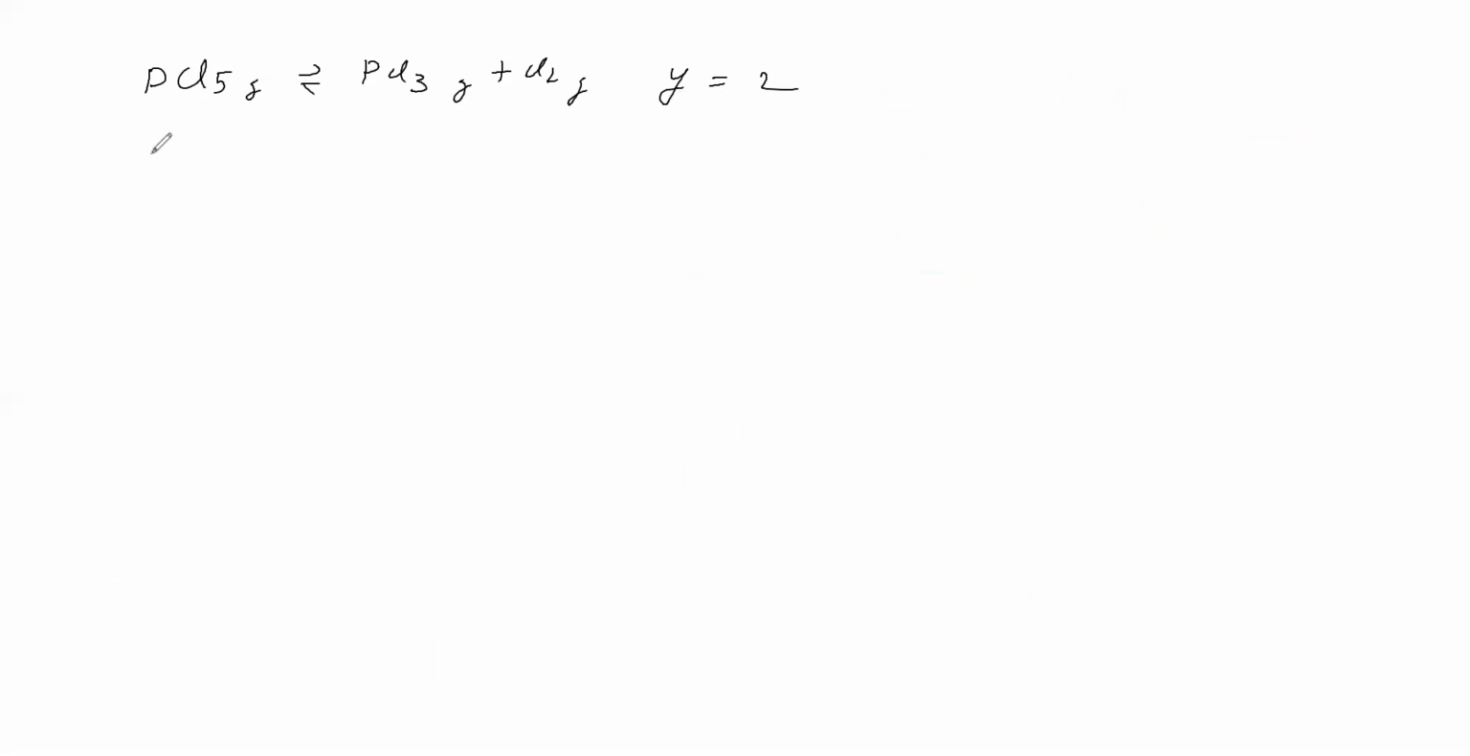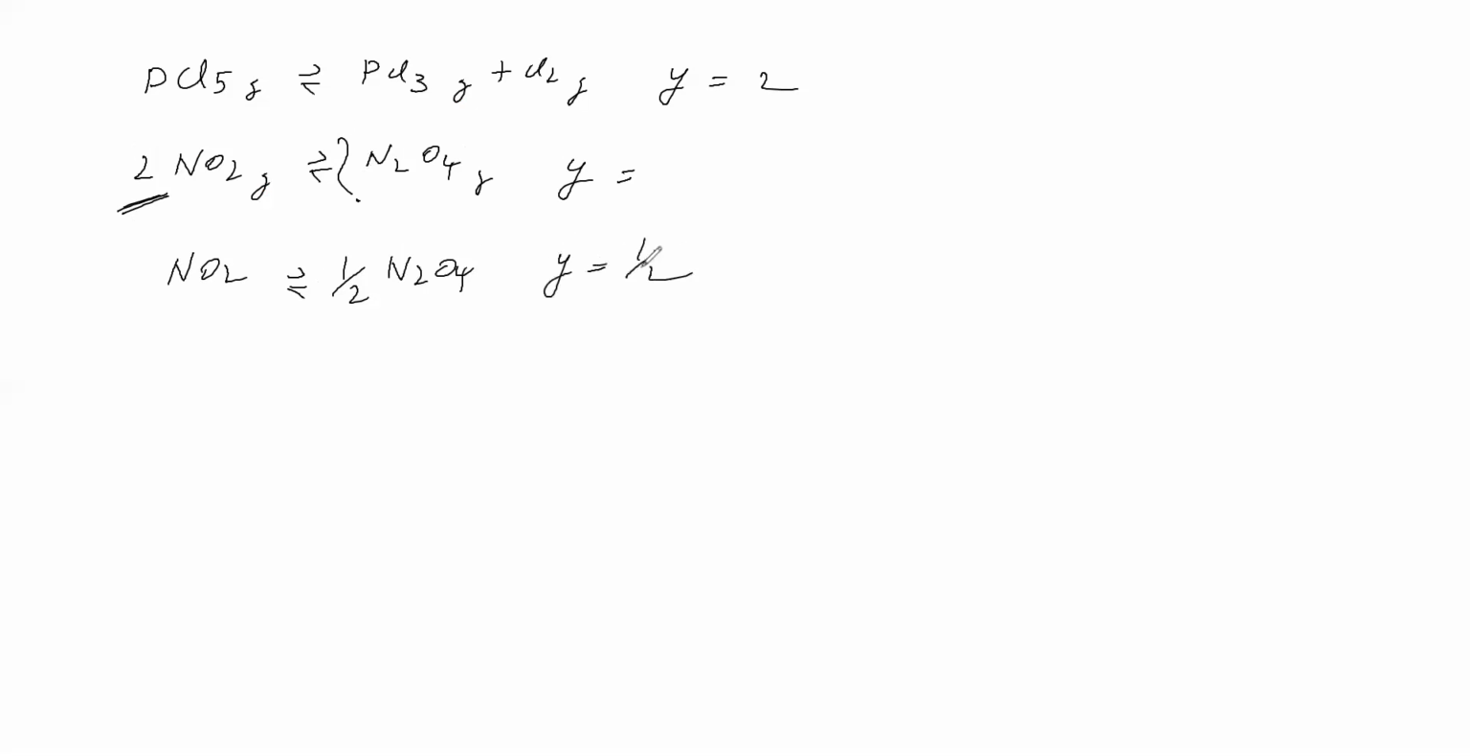Now suppose we take 2NO2 gas giving N2O4 gas. What is Y? You have to make the reactant 1 mole, and only then will we get this Y, because A gives Y B, as we said. So NO2 gas gives 1/2 N2O4. Therefore, Y is equal to 1 by 2. You have to make this 1 mole and see how much of the product there is; that is Y. So that is how we get an idea.